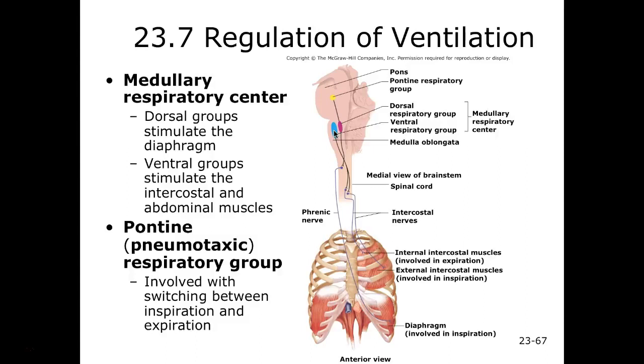One thing to mention too is that these two respiratory groups have cross communication taking place between the two, so that our respiratory movements are all symmetrical to one another.